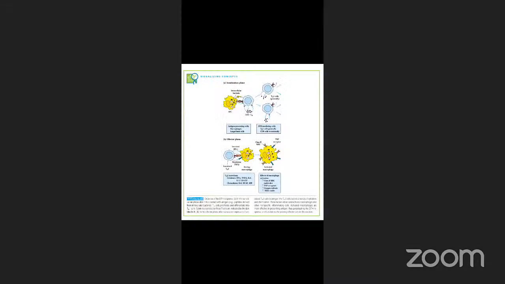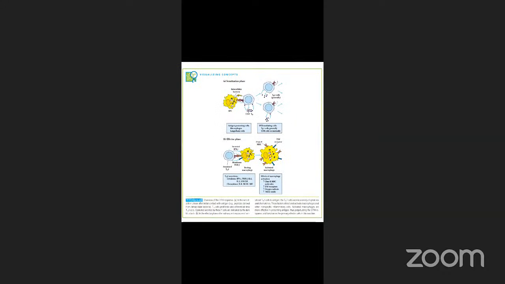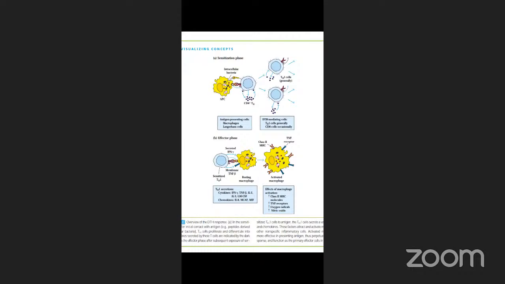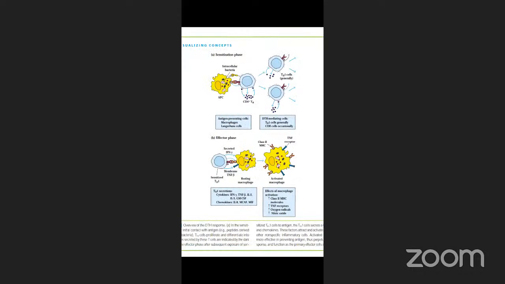I am going to share one slide for you. This is about the fourth type of hypersensitive reaction. Here, antibodies do not actively participate. It has 2 phases, sensitization phase and effector phase. How many phases are there in the fourth hypersensitive reaction? 2 phases: sensitization phase and effector phase.